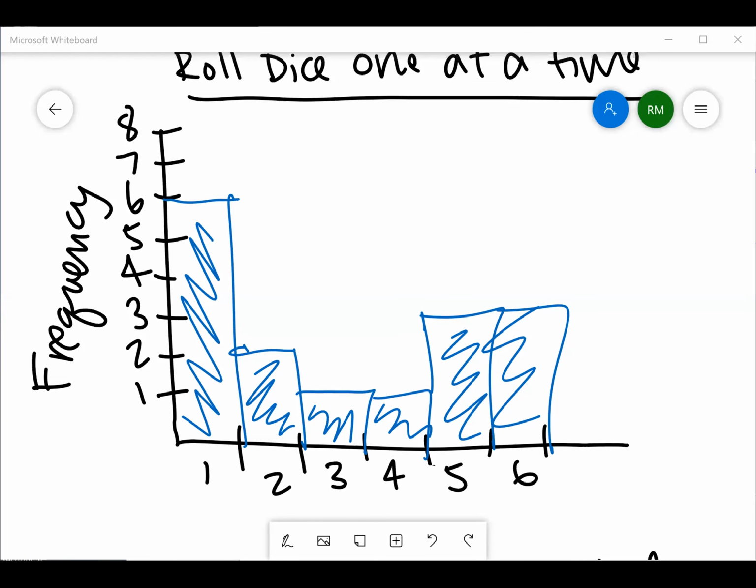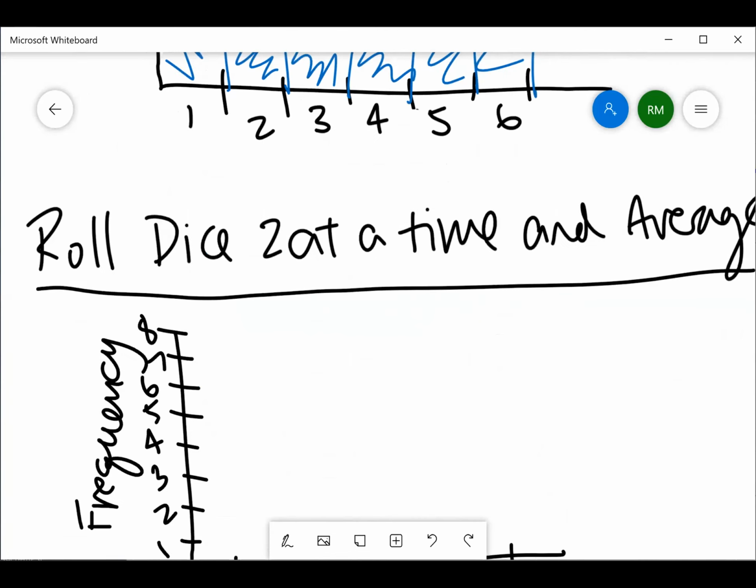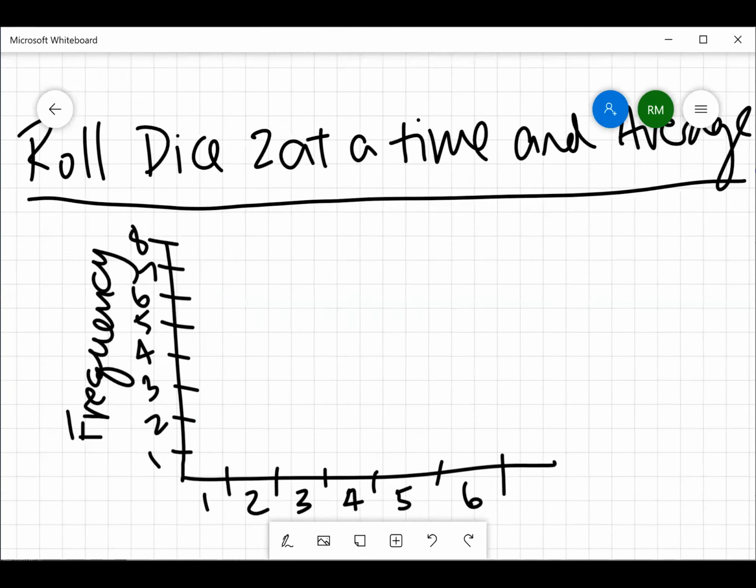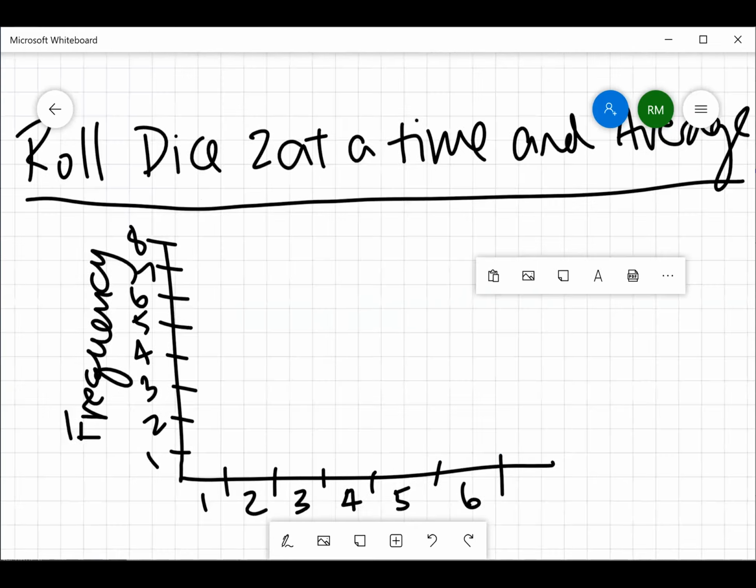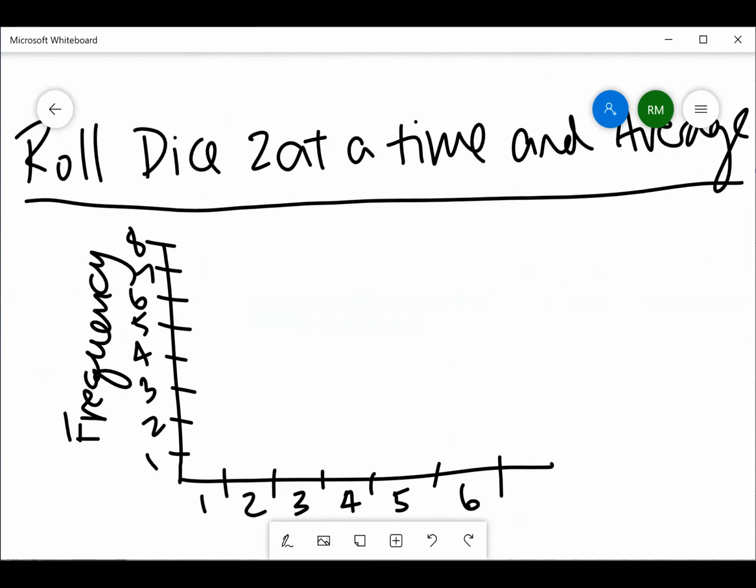All right, now let's redo this. So this did not involve taking any sample means. It didn't involve any sample statistics. So let's look at a slightly different example where we're going to roll 2 dice at a time and average them. So let's see what that looks like using our lovely random.org site to do these dice rolls for us.